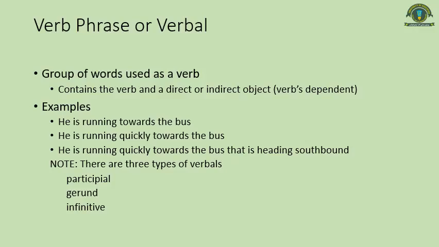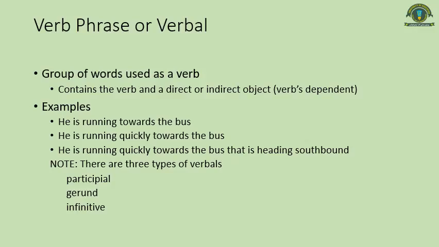Now let's go on to the verb phrase or the verbals. A verb phrase is a group of words that is used as a verb. A verb phrase contains both the verb and either a direct or indirect object. Dependent verb phrases may include the verb plus the complements, the objects, or the adverb. A verb phrase such as "he is running towards the bus" is comprised of the verb running and the complement, towards the bus.